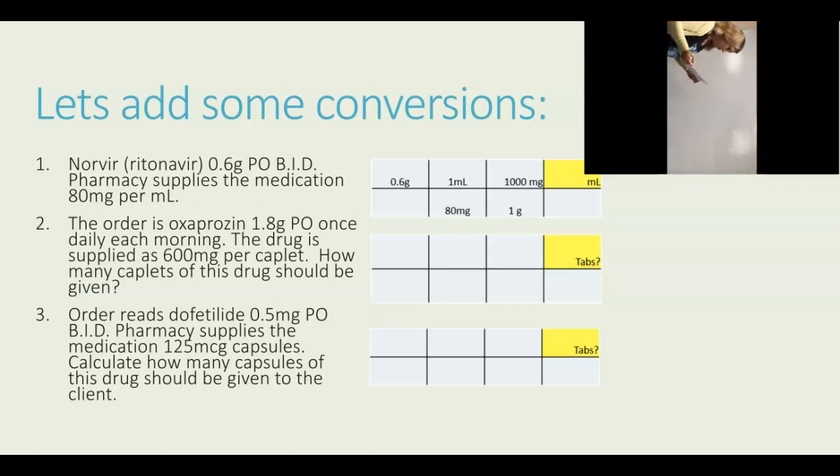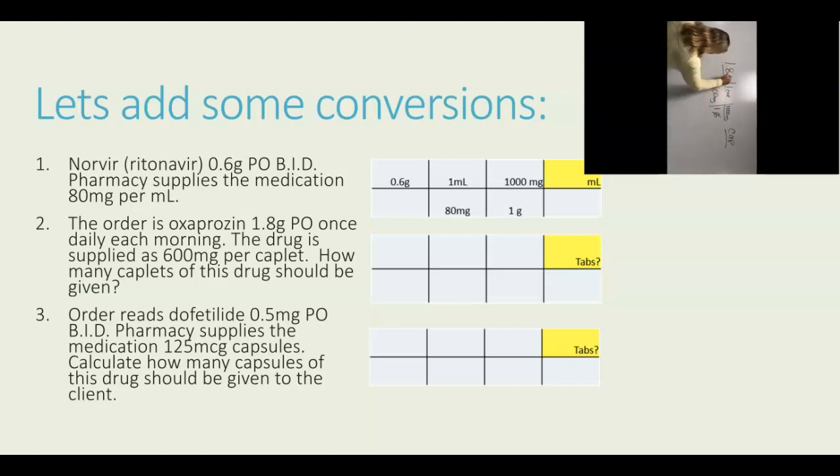Okay, so the order again is for 1.8 grams. Pharmacy sends us 1 caplet is 600 milligrams. I've got to add in that conversion. So we've got grams and milligrams. To get these to cancel out, I'm going to do 1,000 milligrams up here and 1 gram down here.